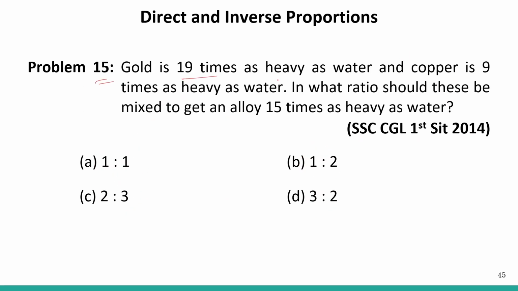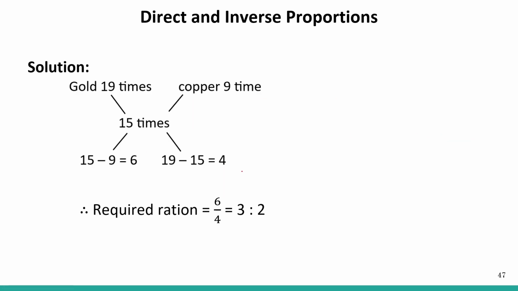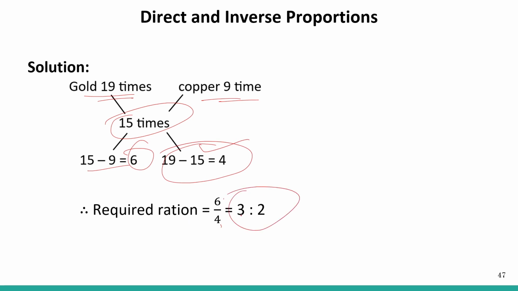Gold is 19 times as heavy as water, and copper is 9 times as heavy as water. In what ratio should these be mixed to get an alloy 15 times as heavy as water? Is it 1:2, 1:1, 2:3 or 3:2? This question has been asked in SSC CGL first sitting 2014 exam. So by the rule of alligation, gold is 19 times, copper is 9 times, and the mixture is 15 times. So 15 minus 9 is equal to 6, and 19 minus 15 is equal to 4. So the required ratio is 6:4, that is the simplified version of 3:2.